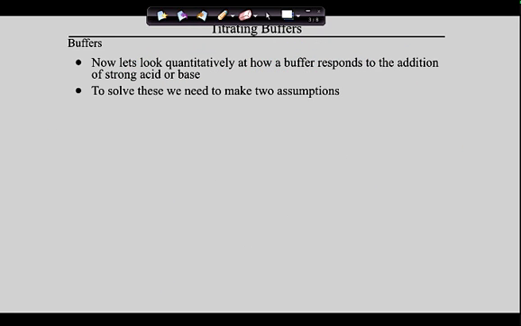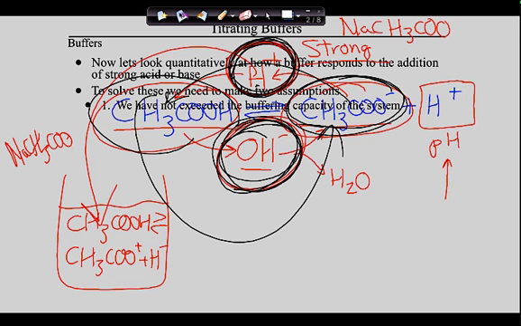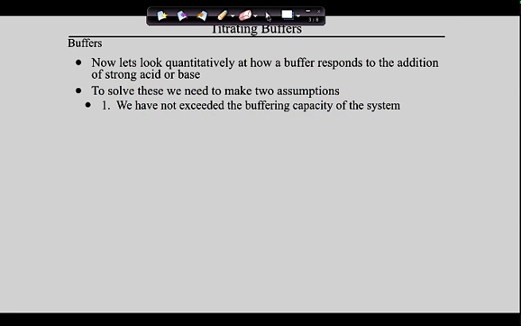Now, in order to have this conversation, we've got to make two assumptions. Assumption number one is the buffer hasn't broken. If the buffer is busted, none of this works. Now, guys, let's remind ourselves, when do buffers break? They break when they run out of whatever component is reacting. If you add a strong acid, the buffer breaks when you run out of acetate. If you add a base, the buffer breaks when you run out of acetic acid. So we are simply assuming that the buffer hasn't broken.